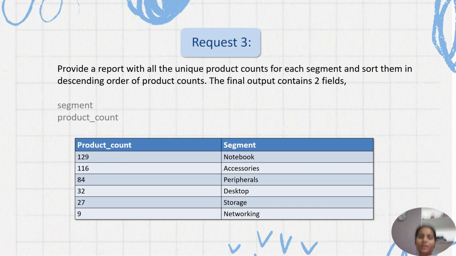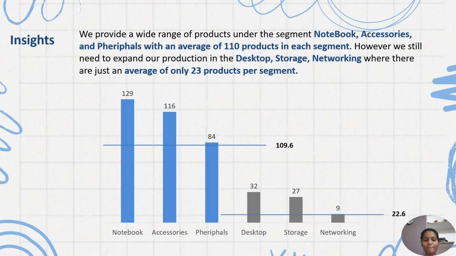Request number three. The question is, provide a report with all the unique product counts for each segment and sort them in descending order of product counts. The final output contains two fields, segment and product count. This is an SQL query output. I'll show you the output of the visual.